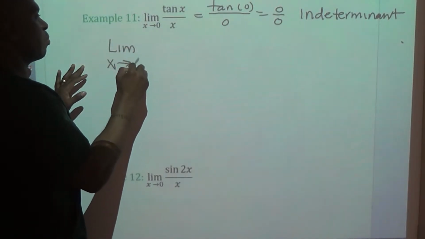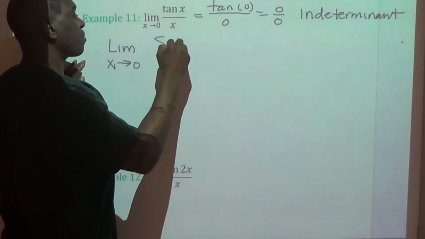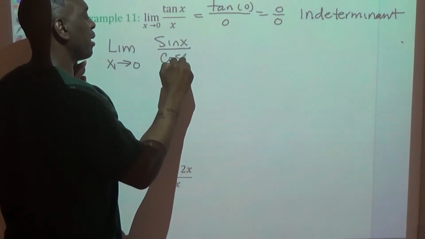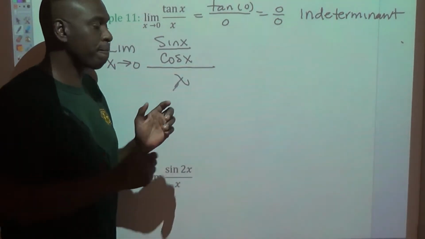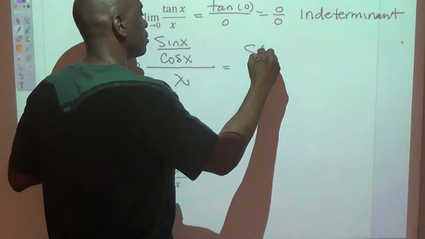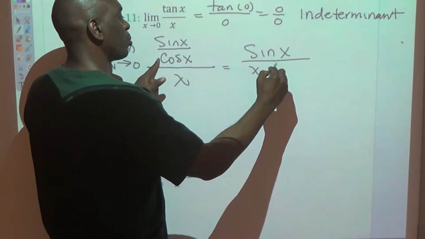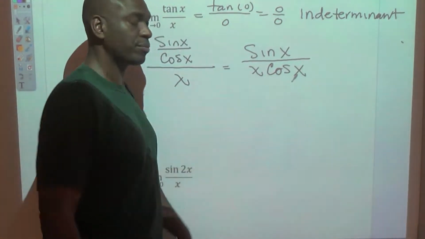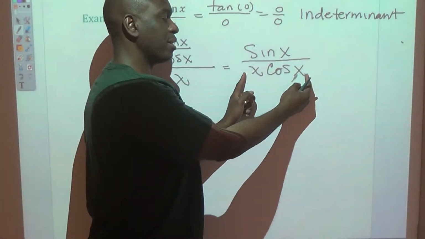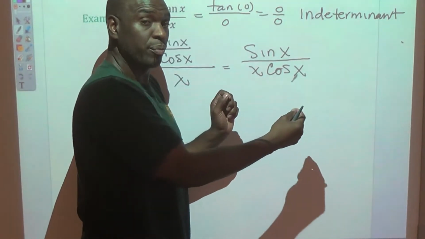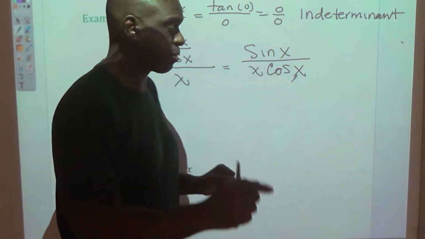The limit as x approaches 0: rewrite tangent x in terms of sine x over cosine x, all over x, which is going to equal sine x over x cosine x. Now we can take the product in my denominator and split it up. In other words, look at x times cosine x separately.